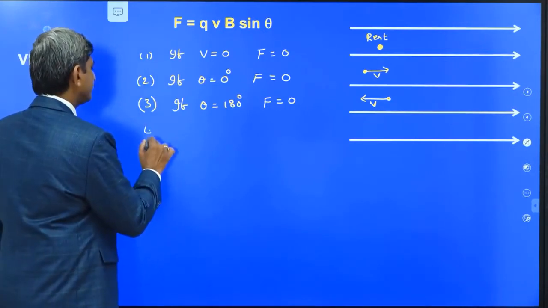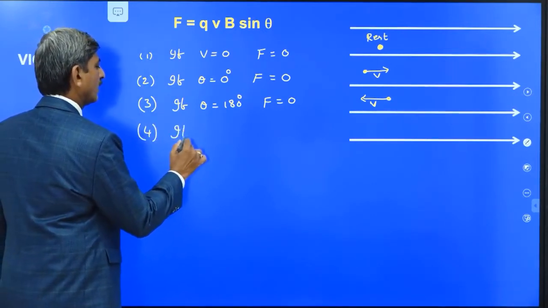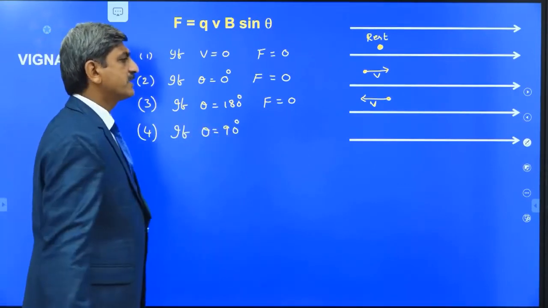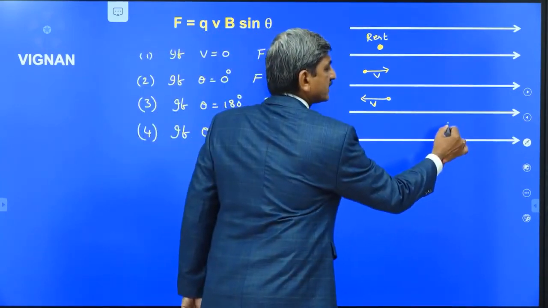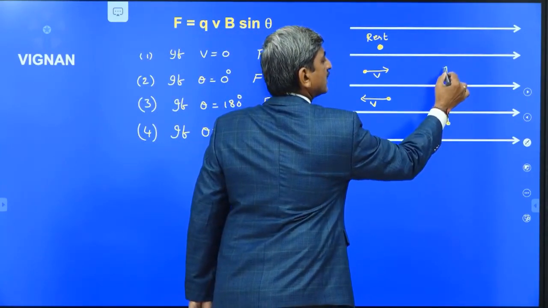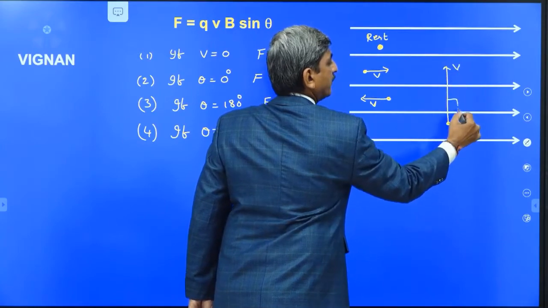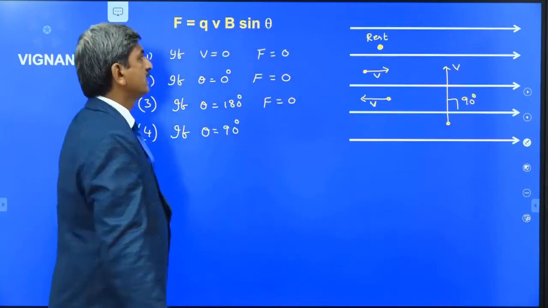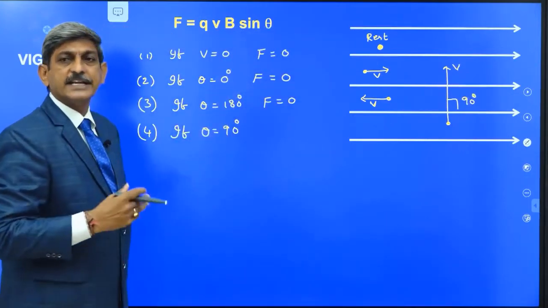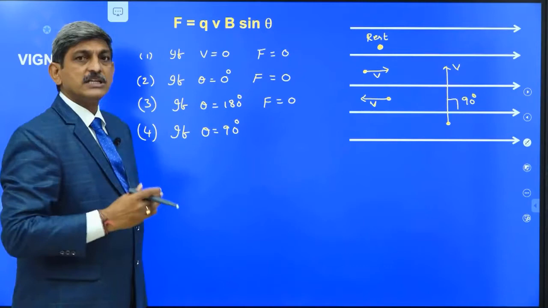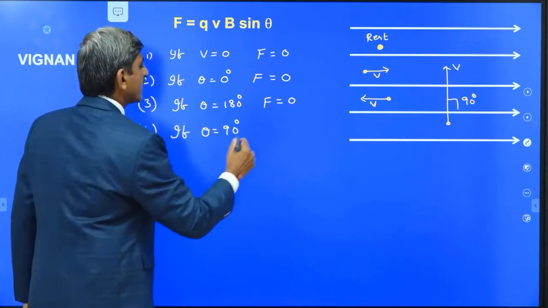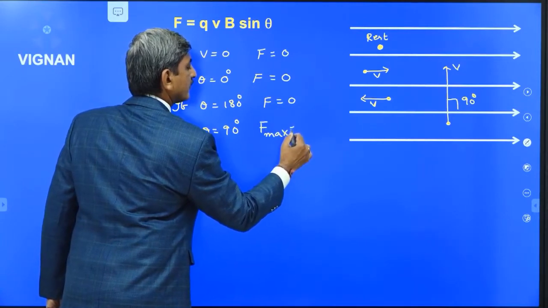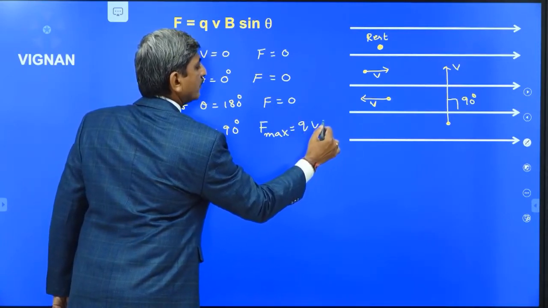If theta is equal to 90 degrees, it means the charge is moving perpendicular to the magnetic field. Then we know that sin 90 is maximum, that's why the force acting on the charged particle is also maximum, and that F maximum is given by qvB.